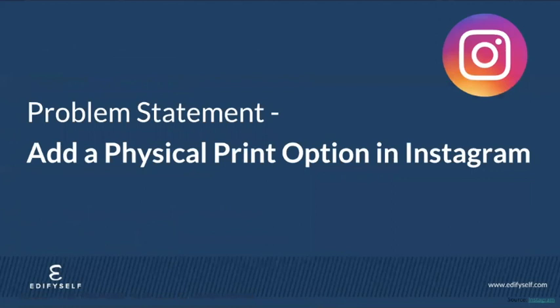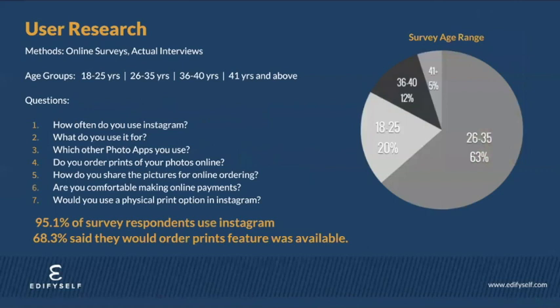Next, I will talk about a more digital case study. So let's say our problem statement is adding a physical print option to Instagram. The first step is carrying out user research. So online surveys and actual interviews were carried out. The user groups are divided by age. So we have young people, middle-aged, and elderly people using our app.